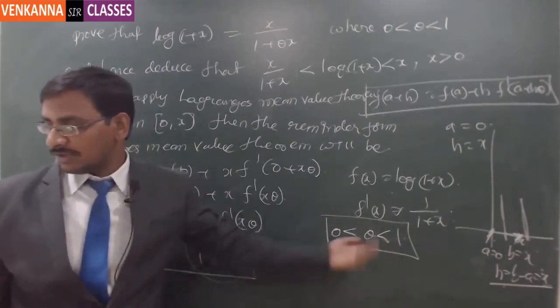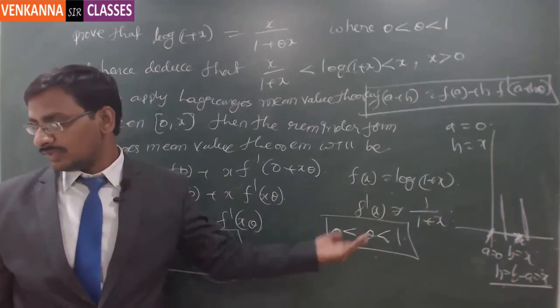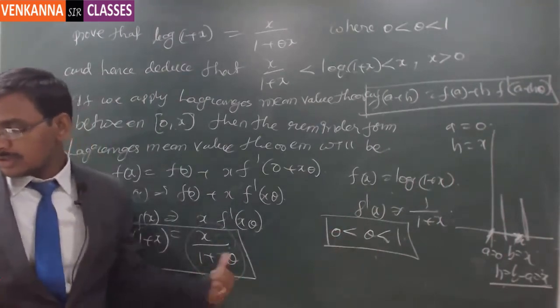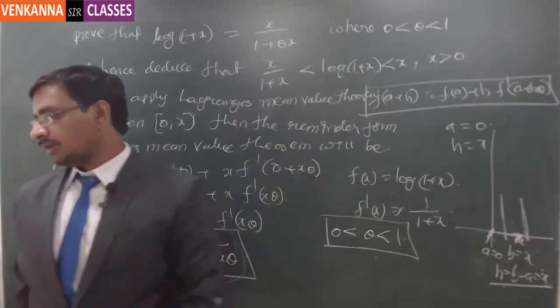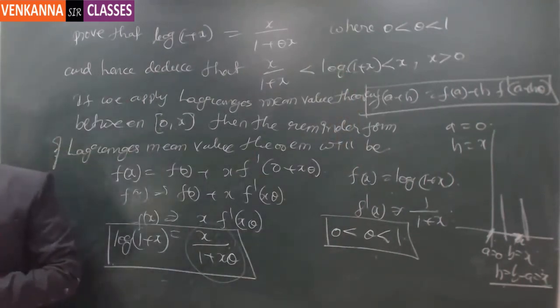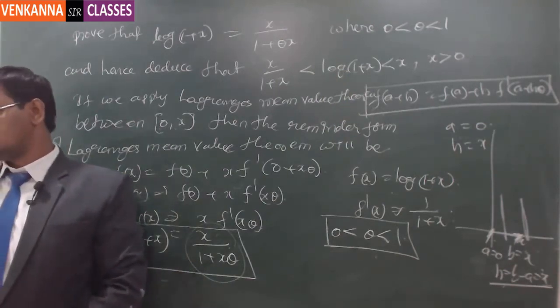Then take the inverse of it and reverse the sign. So less than will become greater than. Then you will get this format. Then again multiply with x. You are going to arrive at this condition. Clear? Understood or not?